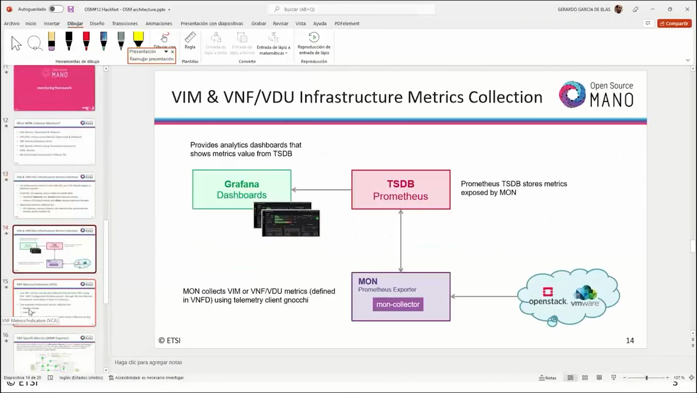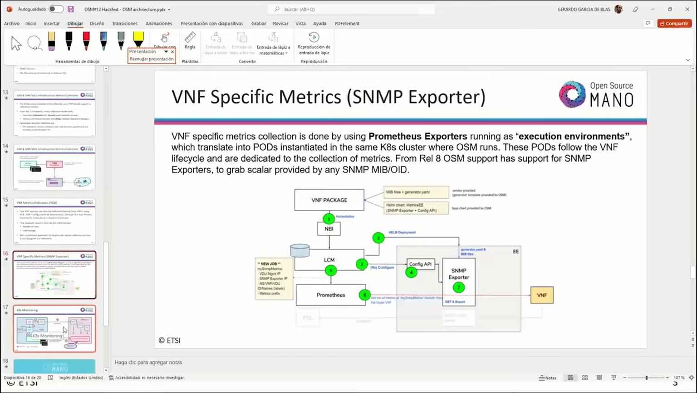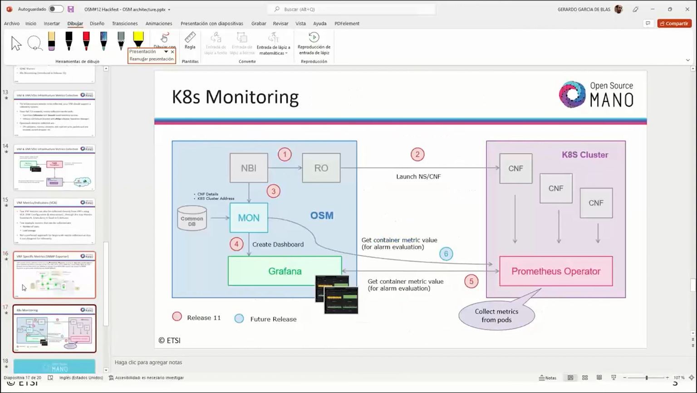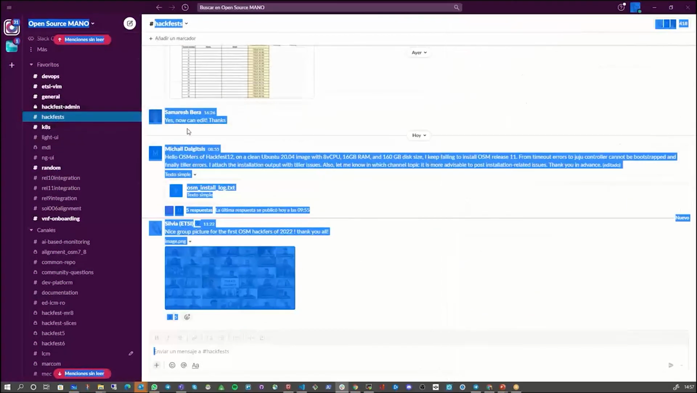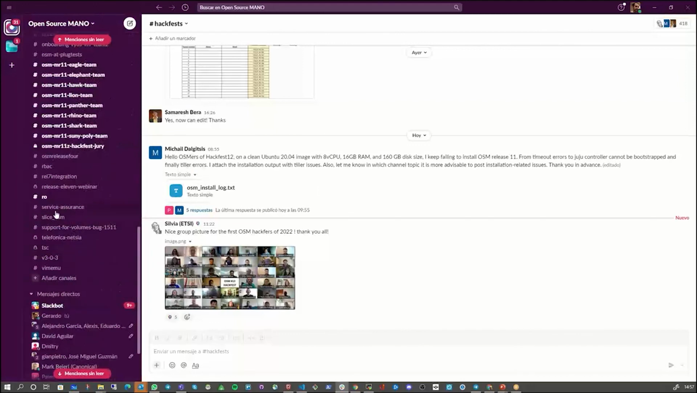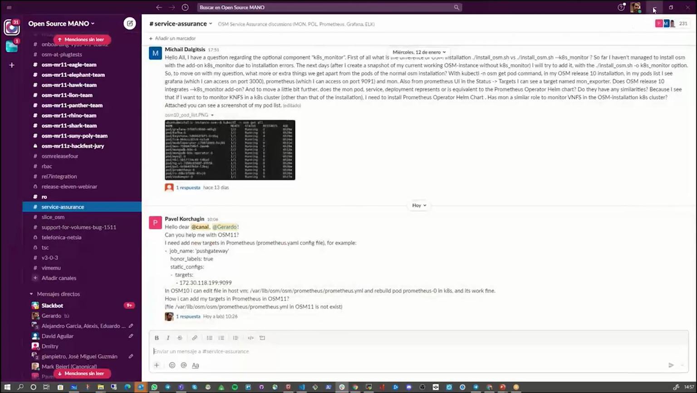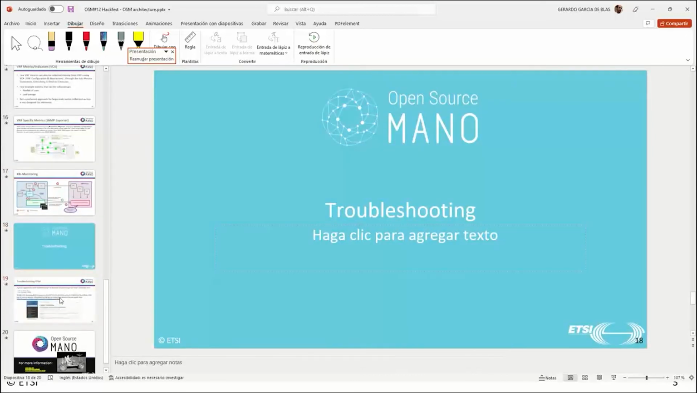I think that we don't have enough time to go into all the details. We have here some information. If you have any questions, it's worth asking in the Slack channel. Let me check here in Slack. You have a service assurance channel here where you could talk about things related to service assurance and monitoring in general. And that would be more or less the content of the talk.